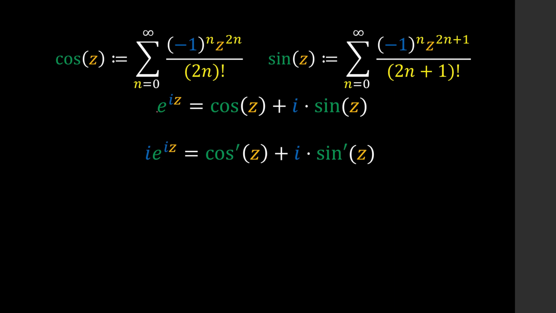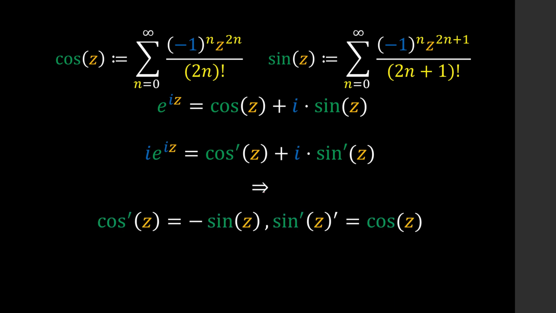So now if I take the derivative of this, well, by the chain rule, because I know the derivative of e to the z is e to the z, then the derivative of e to the iz is going to be i times e to the iz. And so now I take the derivative of each term in here alone, so cosine prime of z, the derivative of cosine, and then sine prime of z times i. i is just like a constant, so it can be treated like in regular differentials.